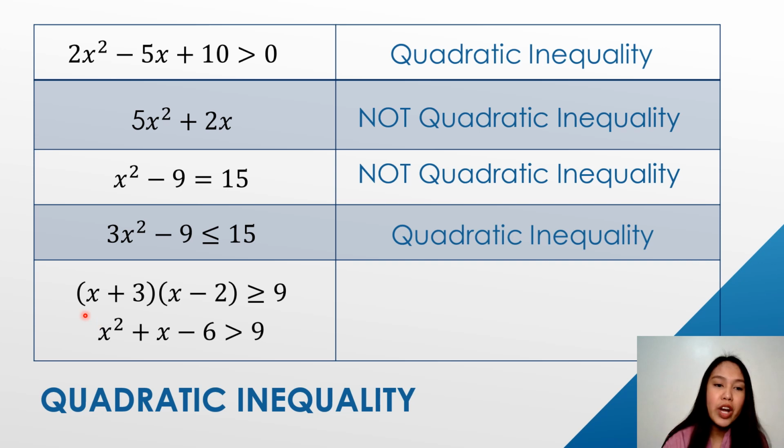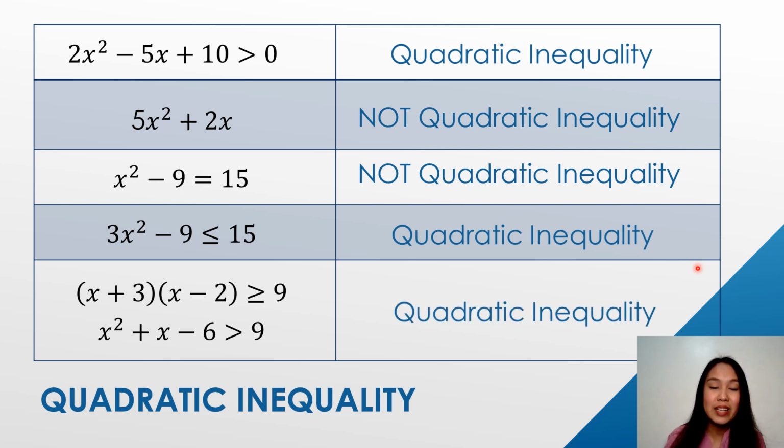But if we try to multiply x plus 3 with x minus 2 using the FOIL method, we have x squared plus x minus 6 greater than or equal to 9. Therefore, we can say that the last example is a quadratic inequality. Again, after we use the FOIL method, multiplying x plus 3 and x minus 2, we have x squared plus x minus 6, which is obviously a quadratic inequality.